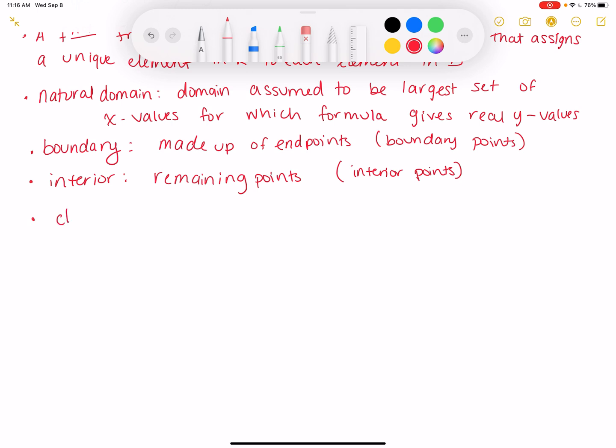If we have a closed interval, it is one that contains the boundary points. Open intervals do not contain boundary points.